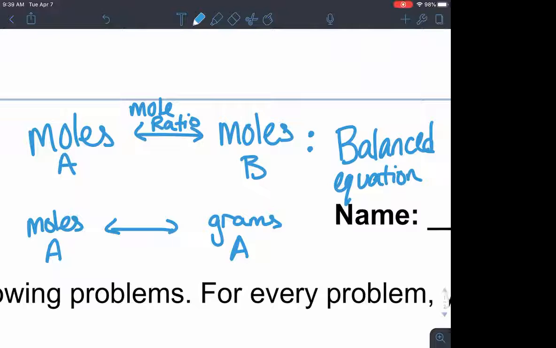And do you remember how to get from moles to grams or from grams to moles? Do you remember what you have to use?